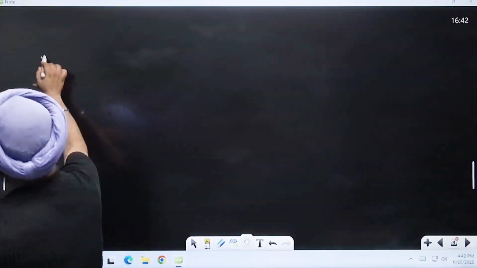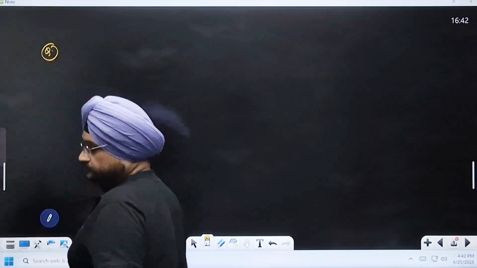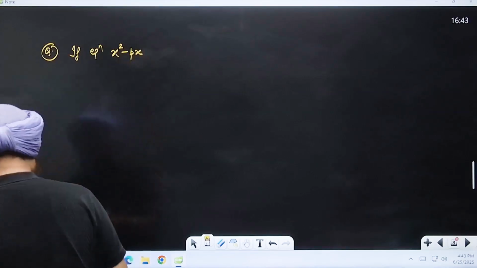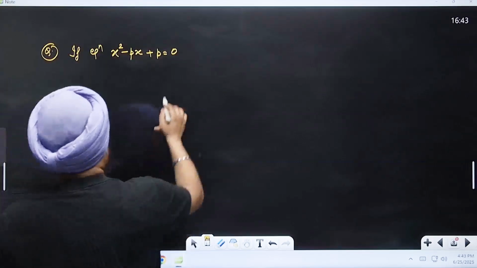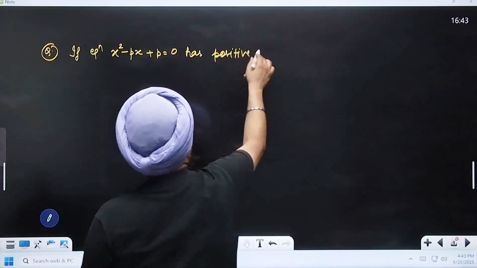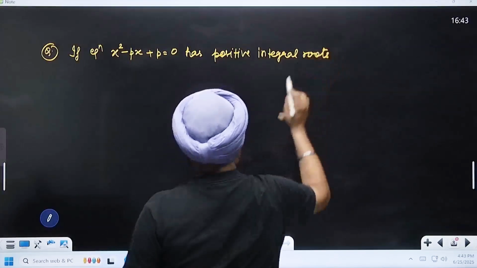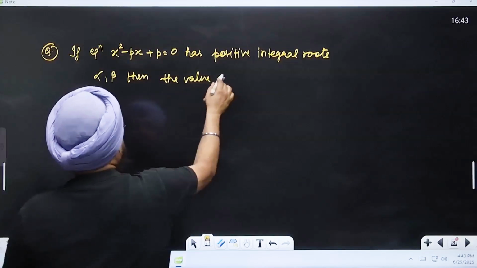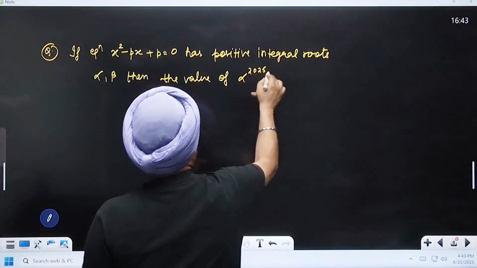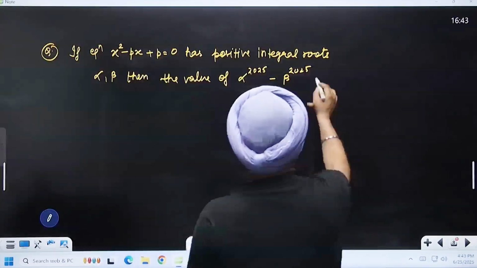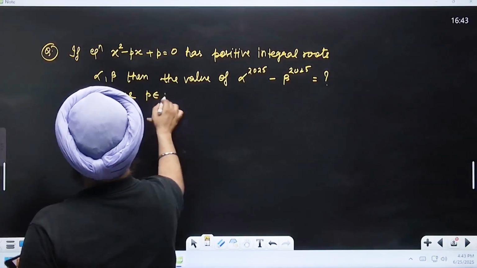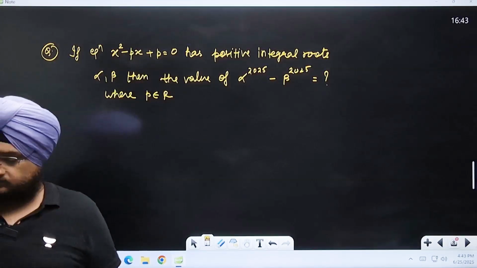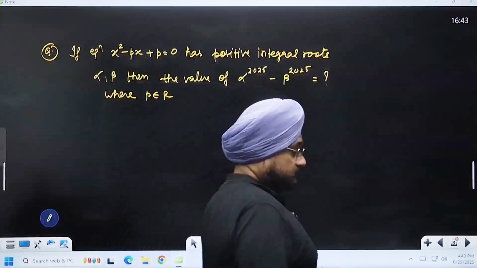Let's take one more problem. If the equation has positive integral roots alpha, beta, then the value of alpha power 2025 minus beta power 2025 is, where p is given as a real number. The roots are integers.